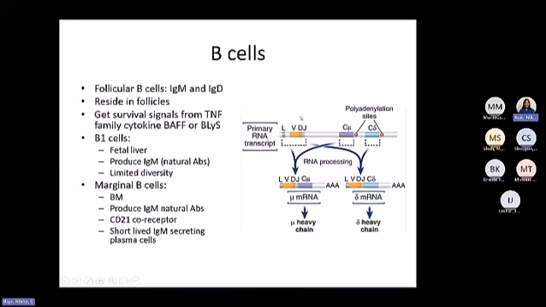Follicular B cells have IgM and IgD on them. They reside in the follicles and get survival signals from B cell survival factors such as BLyS or BAFF. And the B1 B cells we talked about come from fetal liver. They mainly produce IgM. They have limited diversity. Similarly, marginal zone B cells come from bone marrow, but they also are short-lived and IgM producing cells.